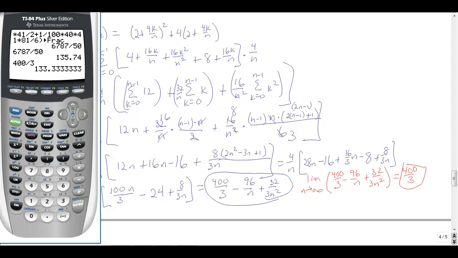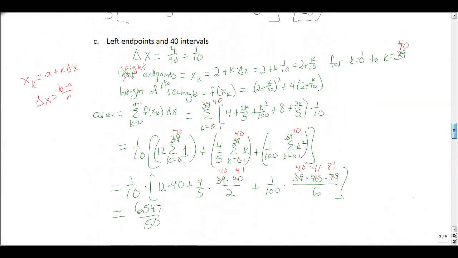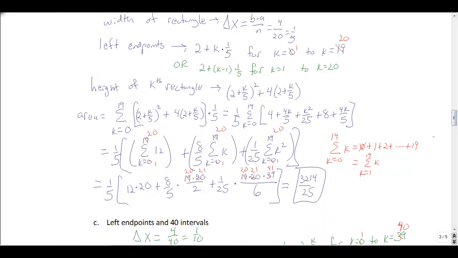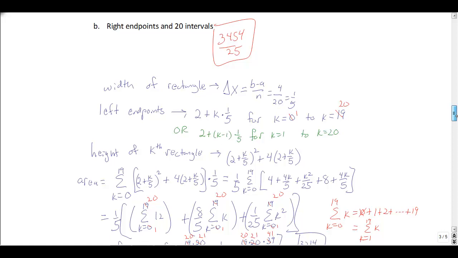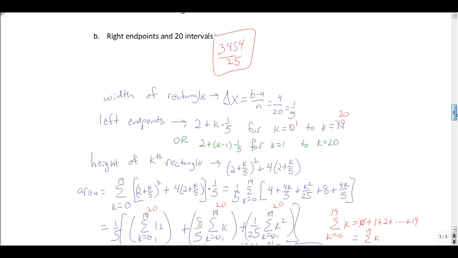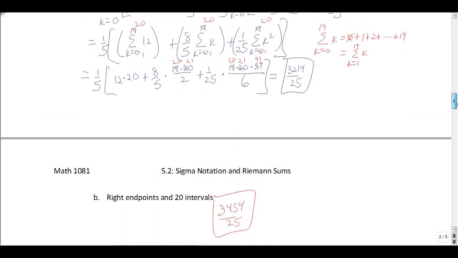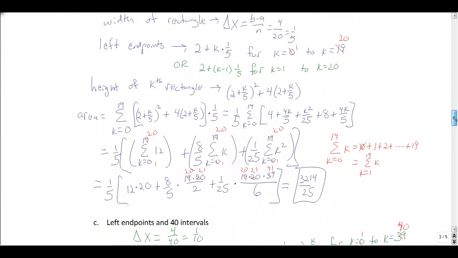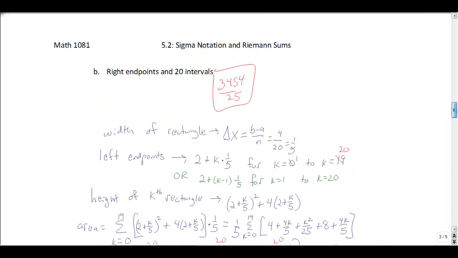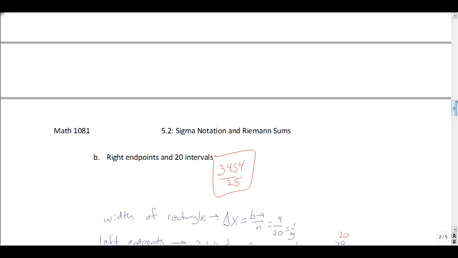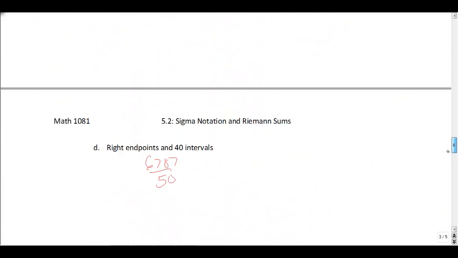Another calculation we could do, just go up with the 20, I forget what the number was, 3214 over 25. So that was 20 intervals and, oh, that was right endpoints, sorry. Oh, sorry, we copied that for the next one here. So this is actually, I've got the wrong answer here. It's the 3454 over 25, but it's 3214 over 25 for the left intervals.